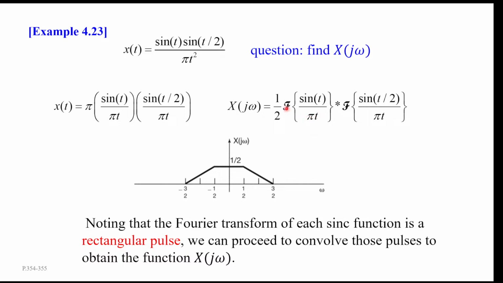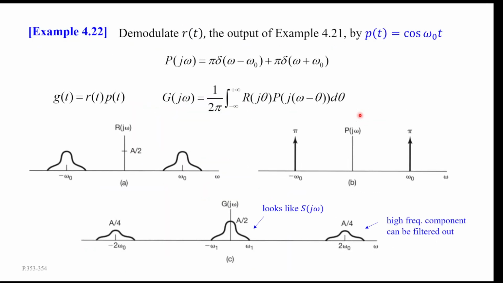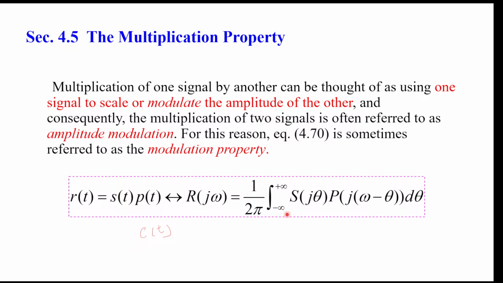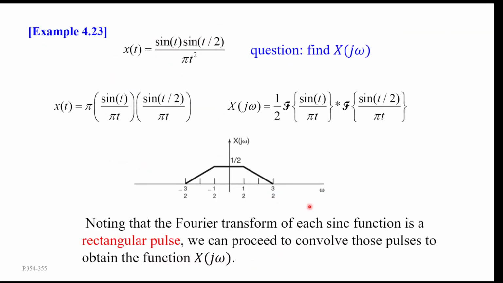Sorry, it's not periodic convolution, it's just convolution. So it should be 1 over 2 pi times the convolution of those two block waves. And then think about the convolution of two block waves.